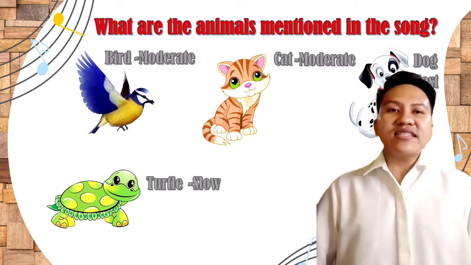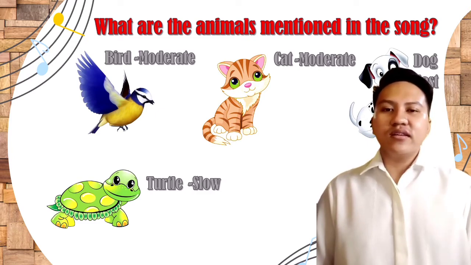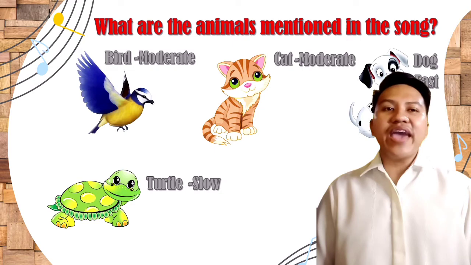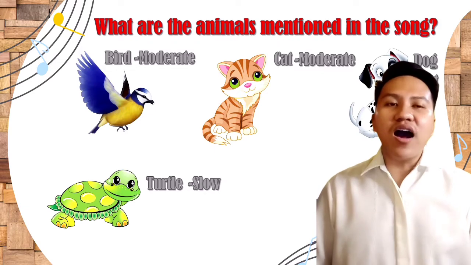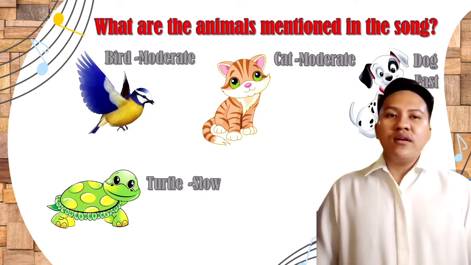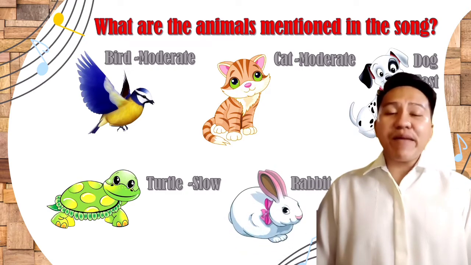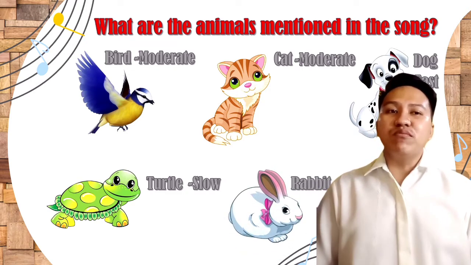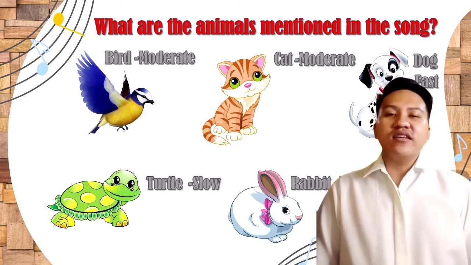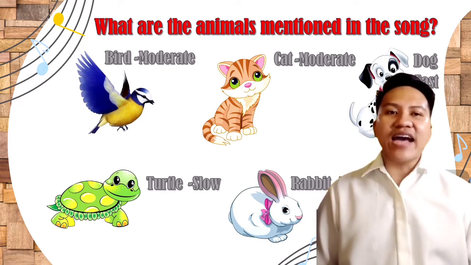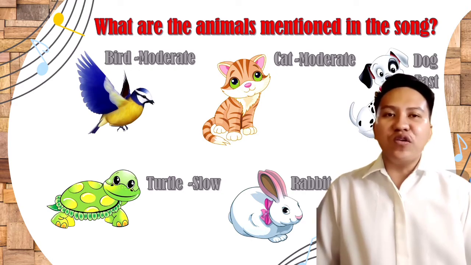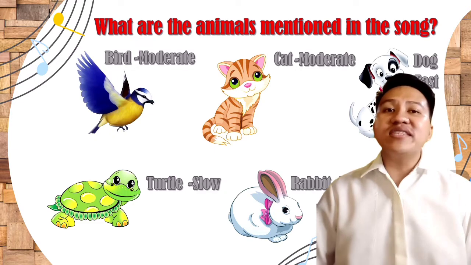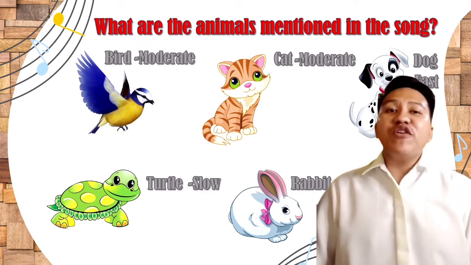And lastly, anyone? Yes, Miss Peig. Okay, a rabbit. So how does a rabbit move based on the speed of the song? Okay, great. A rabbit moves as the bird and cat move. They are moving moderately. All right, amazing class. I'm so glad that you were able to identify the animals present in the song Mga Alaga Kong Hayop. You were also able to sing the song by using the proper speed for each animal movement.